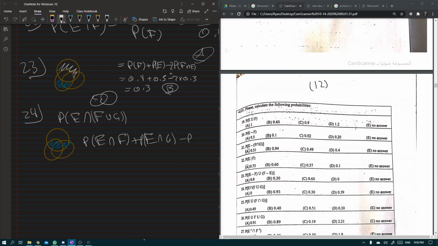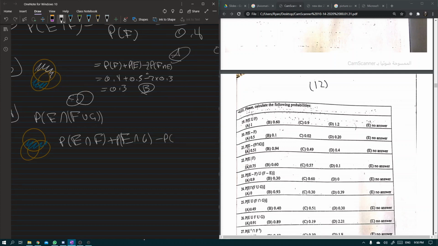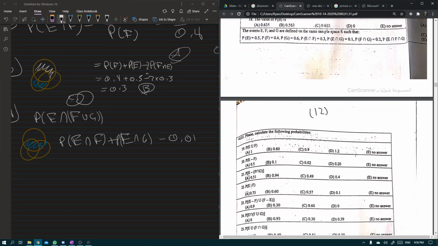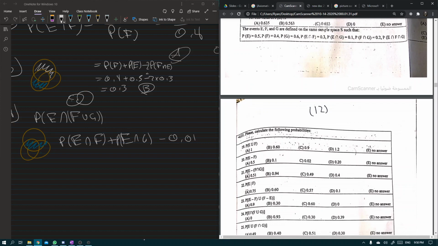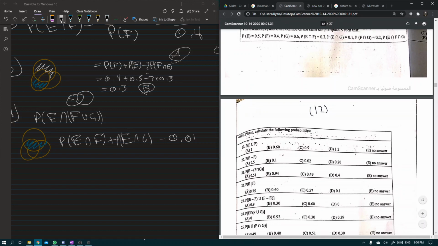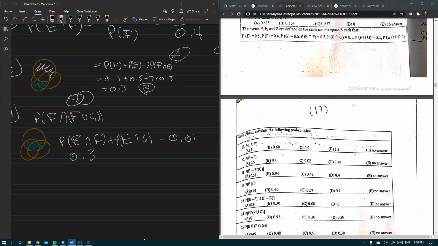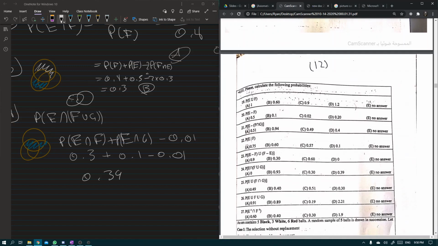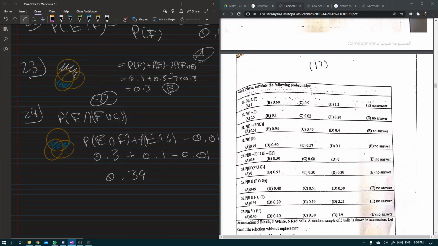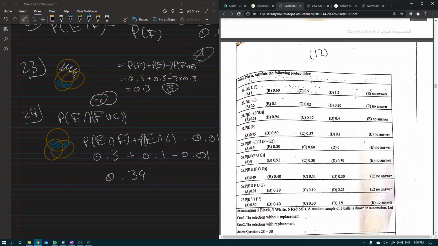minus the probability of in between, which is 0.1. Of all of them, right? Yeah, it's 0.01, it's not given in the question. But I mean, it's missing. They forgot to put it. Okay, so 0.3 plus 0.1 minus 0.01. So 0.39. 24. Yeah, yeah.